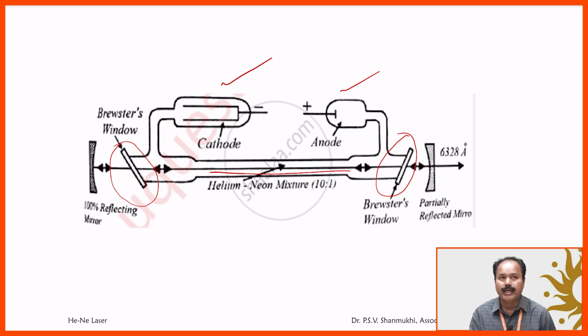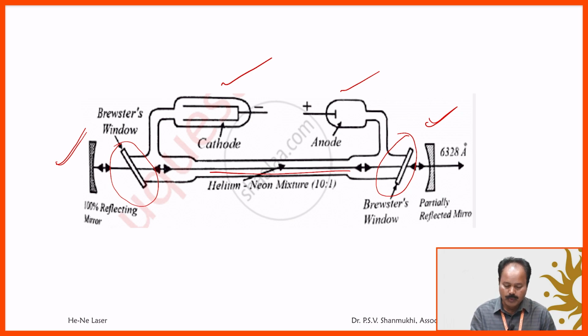At the two ends, two mirrors are provided. This is a 100% reflecting mirror and this is the partially reflecting mirror. By adjusting the distance between these two, we can get the optical resonator arrangement. Okay, we shall see the construction.